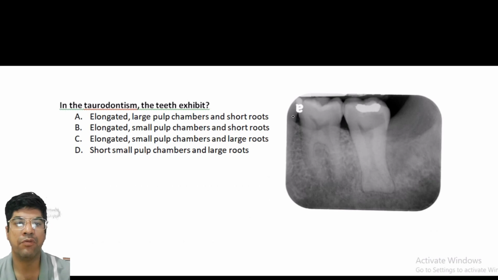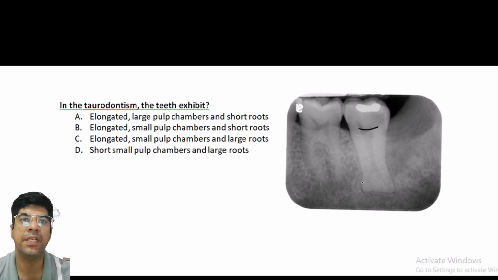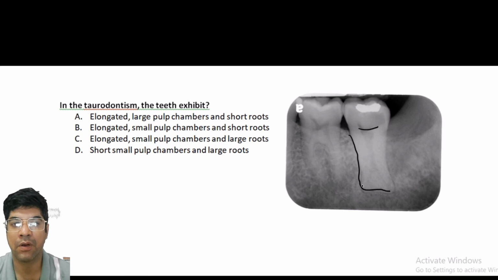In taurodontism, you would see the pulp chambers, they are small. The teeth will be elongated. So in taurodontism, you will see elongated teeth with small pulp chambers and short roots.